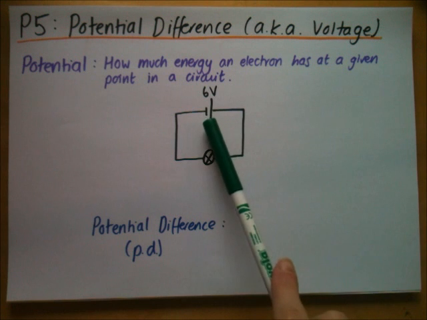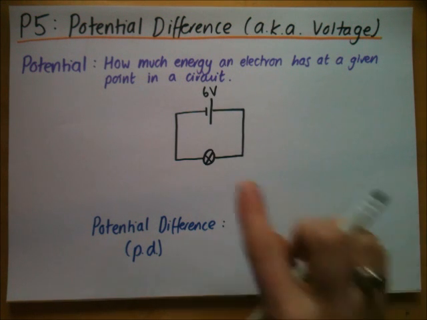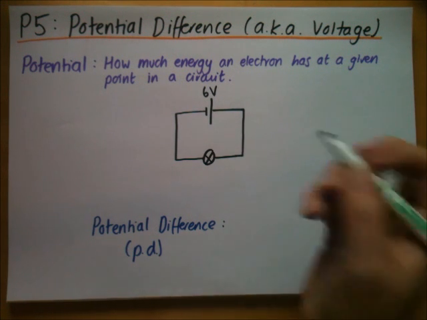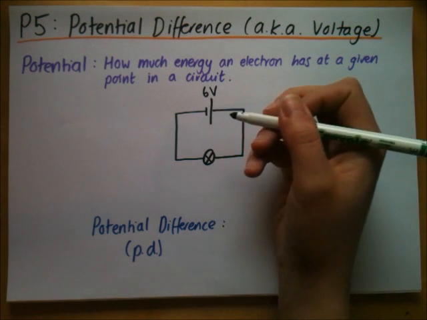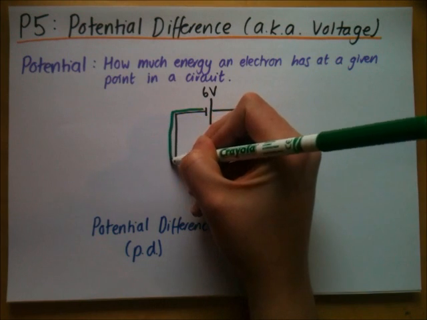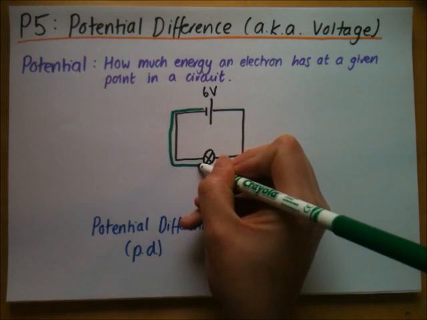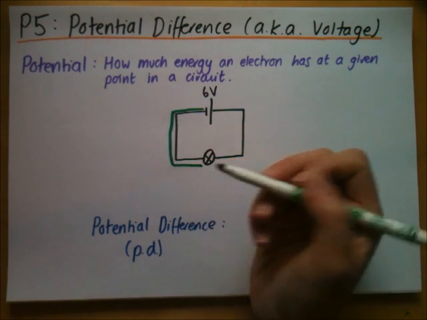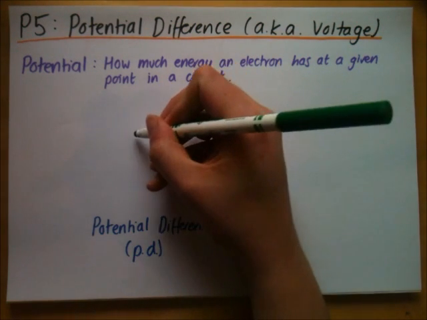Now if we look at this circuit here, it's got a 6-volt battery in there and a bulb. Now an electron will travel through this battery and be given 6 units of energy. As it travels through the wires, it doesn't really give much of that energy out because wires are actually quite easy for it to travel through. So around here, the electron hasn't given any energy away. It's got 6 units of energy.